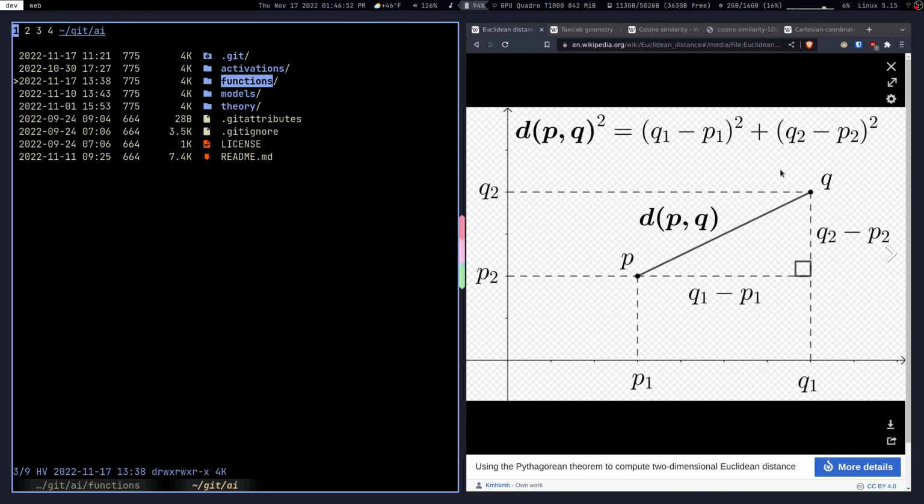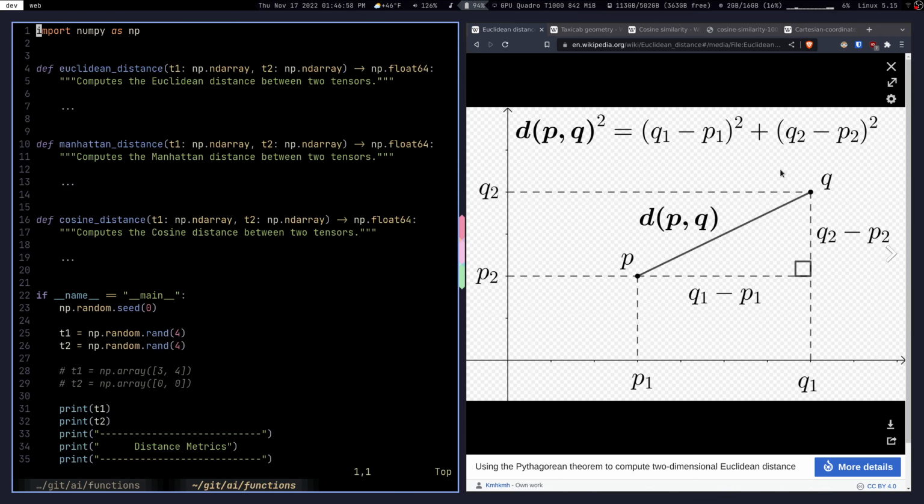Hello folks, StylePoint here, and today we're going to be implementing distance functions, aka similarity functions. I already have the boilerplate for this ready. We have Euclidean distance, Manhattan distance, and cosine distance.